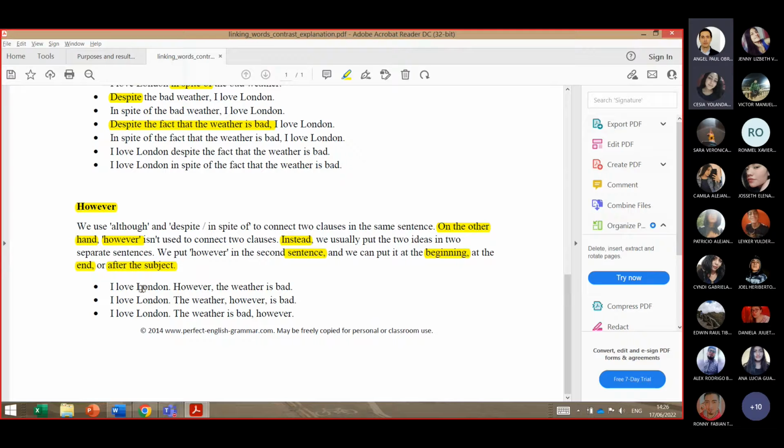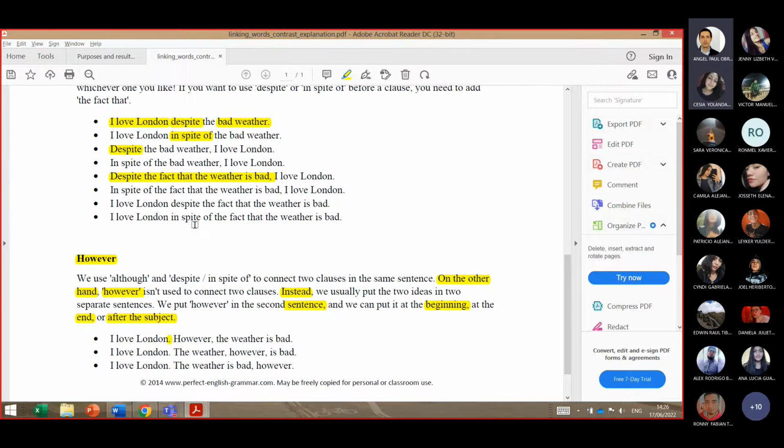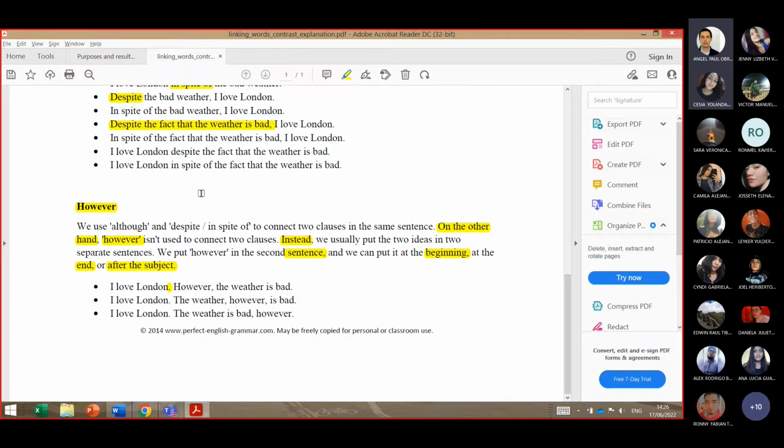Por ejemplo, miren, I love London. Aquí ya tenemos un punto, miren, ¿sí? Acá no tenemos puntos, ¿no? Porque en este caso son cláusulas, ¿no es cierto? Que están en la misma oración. Pero acá, en cambio, el however no lo utilizamos para conectar dos cláusulas, sino que lo utilizamos para unir dos ideas diferentes, o sea, dos oraciones diferentes, ¿sí?